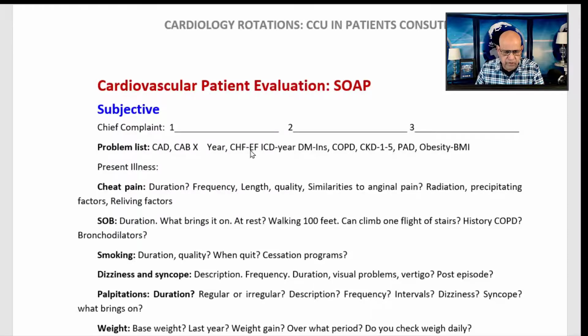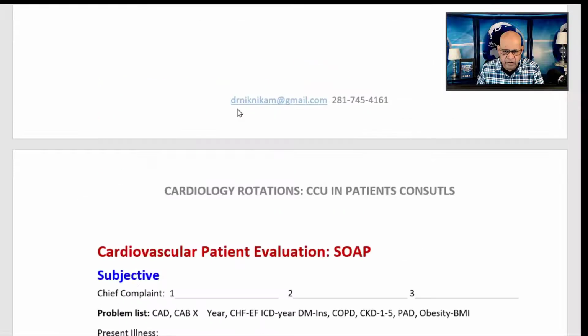Today we are going to be going over a quick review of how to evaluate a cardiovascular patient. If you're a student, if you're a first year resident and you're starting for the first time, I'm going to give you some quick overview of what are the things we look for in cardiac patients.